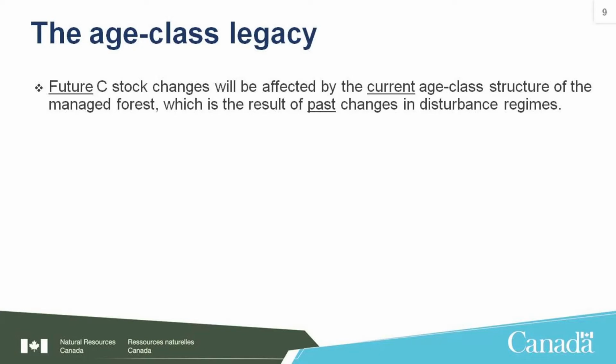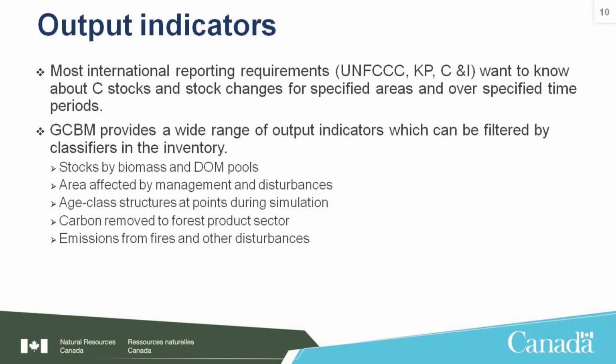For example, was it burned? Was it harvested and used for bioenergy? Was it put into long-lived forest products, etc.? And this will have a big impact on the dynamics. The model keeps track of all the carbon stocks, areas, and carbon fluxes, transfers of carbon between pools. What are generated as outputs are carbon stocks and stock changes for user-specified areas over user-specified time periods.